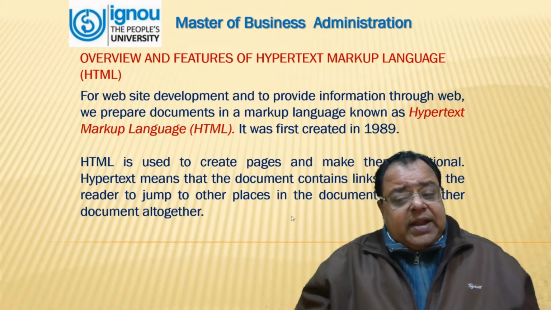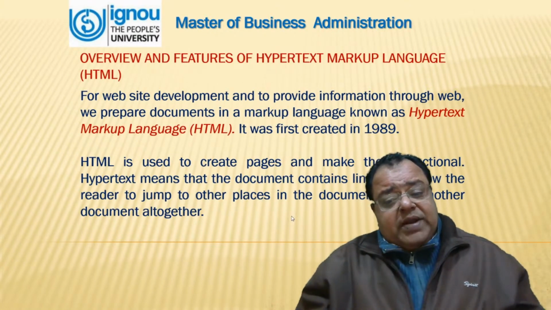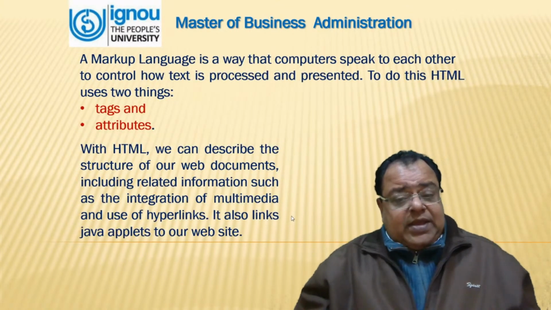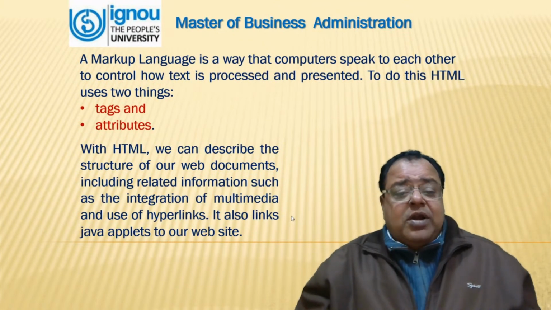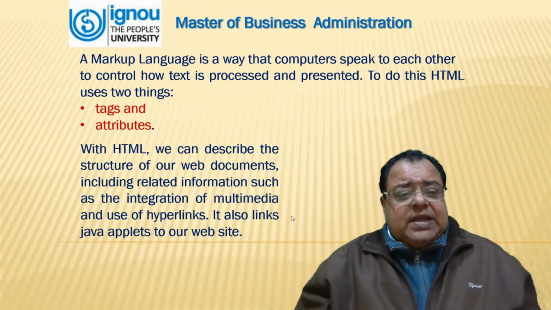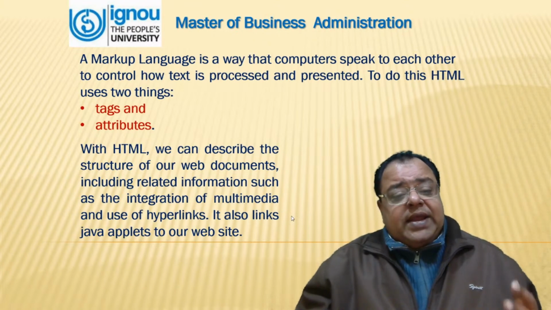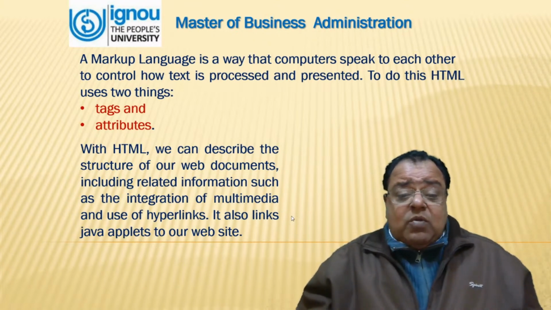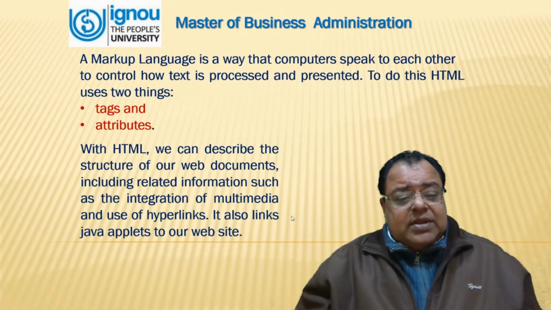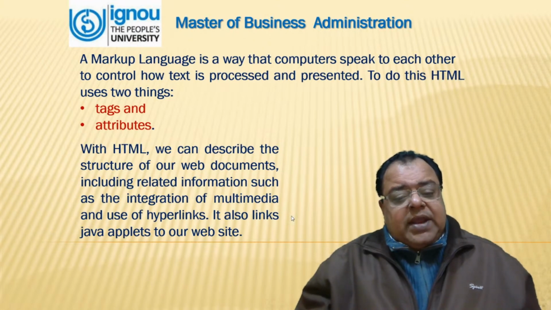Hypertext means the document contains links that allow the reader to jump to other places in the document or to another document altogether. The markup language is a way that computers speak to each other and control how text is processed and presented. To do this, HTML has two things: tags and attributes. With HTML, we can describe the structure of our documents, including related information such as integration of multimedia and the use of hyperlinks. It also links Java applets to our website.